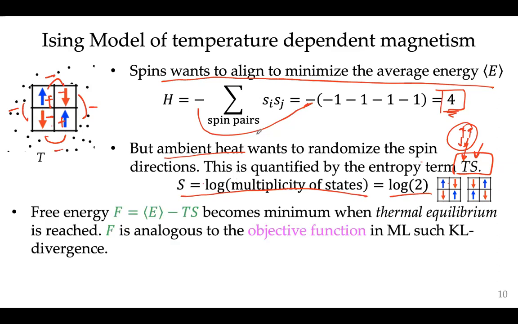So again, you don't just minimize the energy, you also try to maximize the entropy. That's, by definition, the free energy. By minimizing free energy, you try to minimize the energy and you try to maximize the entropy. So it becomes minimum when thermal equilibrium is reached. Free energy is analogous to the objective function in machine learning, such as KL divergence.